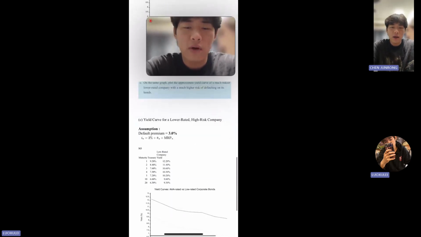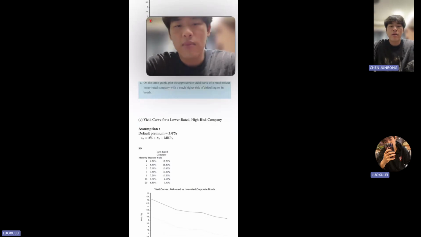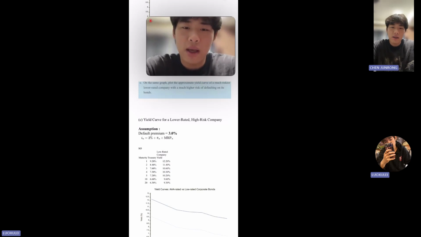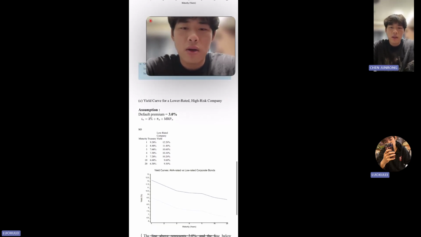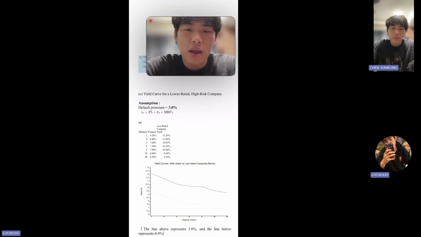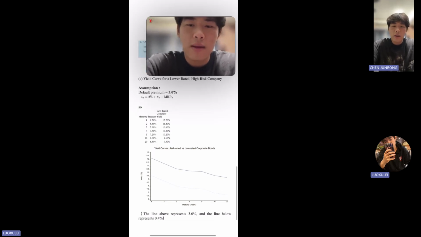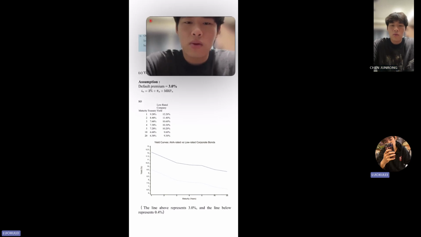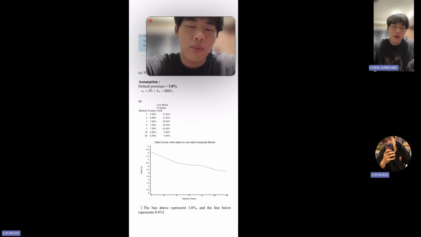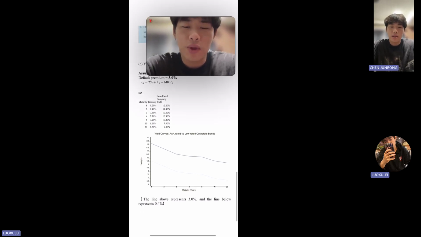Construct the yield curve for a lower-rated, high-risk company. Because this company has a much higher credit risk, I assume a default risk premium of 3% across all maturities. Calculation. For each maturity, low-rated company yield equals Treasury yield plus 3%. For example, 1 year is 9.2% plus 3% equals 12.2%. 20 years is 6.3% plus 3% equals 9.3%. Okay, that's all.